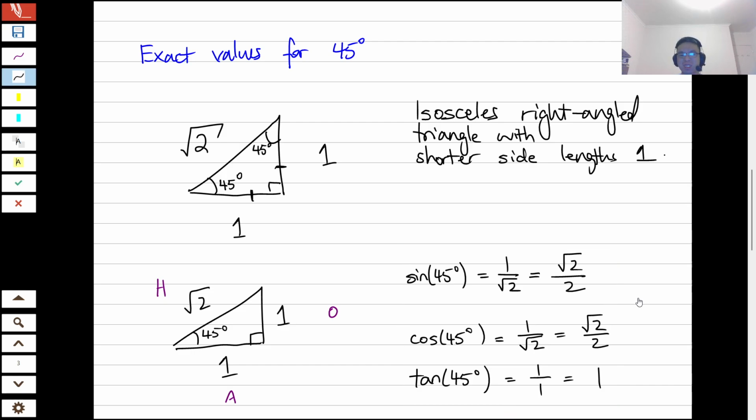Okay, nice and easy. Root 2 on 2 for sine and cos, and 1 for tan. Now let's look at one more triangle to get exact values for 30 and 60.